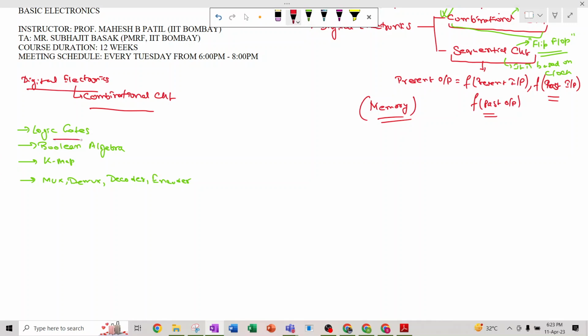First one is the logic gates. There are three types of logic gates. The first one is the basic gates.